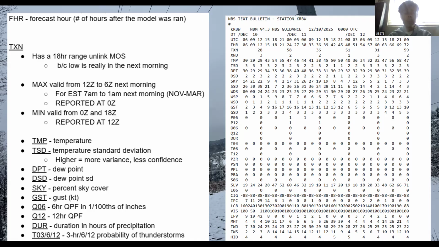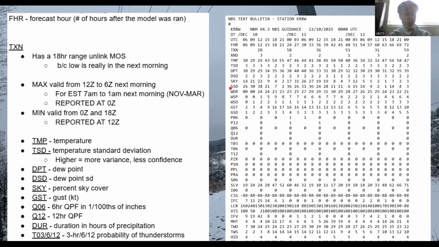Next, SKY is the percent sky cover that we have. So it's a percentage, it's not in octas like it was for MOS. It's important to note that some of these changes were made because it's a little bit easier to read for the general public than if they didn't know what an octa was. So percentage is pretty easily digestible, and you can see that there.